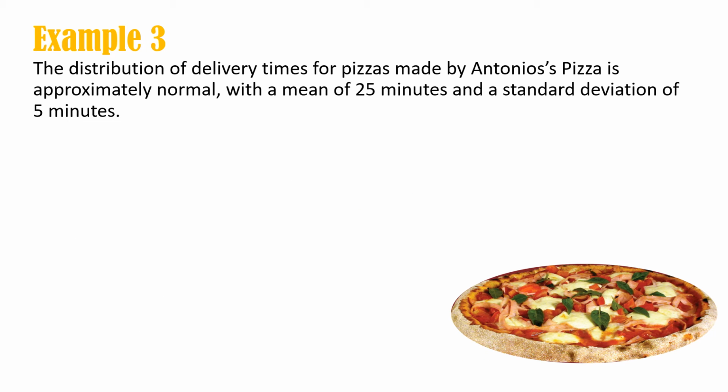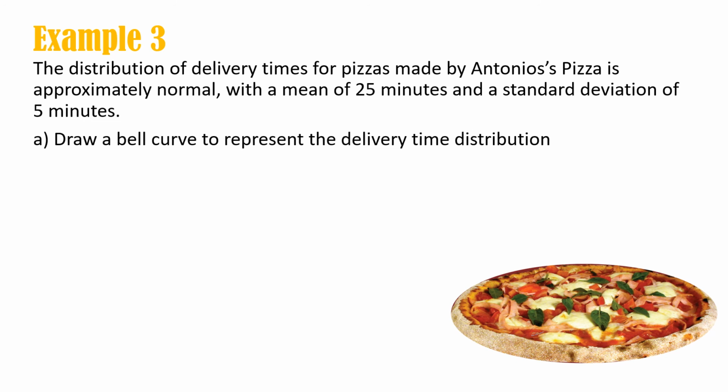Example 3. The distribution of delivery times for pizzas made by Antonio's Pizza is approximately normal. So that's telling us that we have a normal distribution, approximately, with a mean of 25 minutes and a standard deviation of 5 minutes.